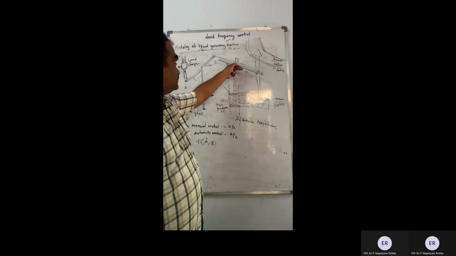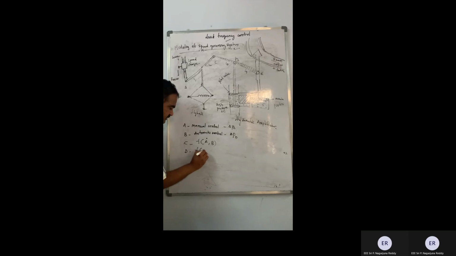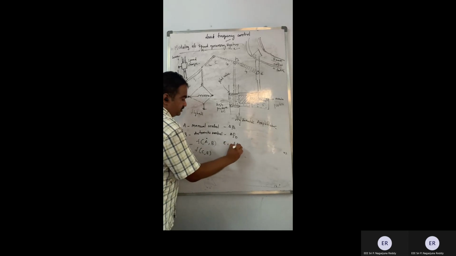D has also no control, it just depends upon your C and D. D is a function of C and E because it is just the middle point. Okay. And the other one is E. E is a function of only D.